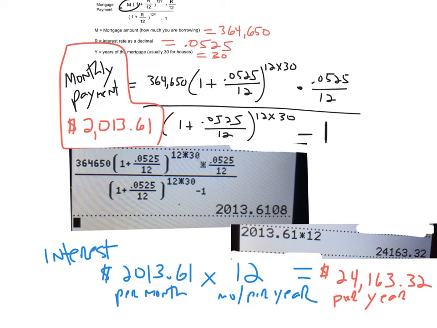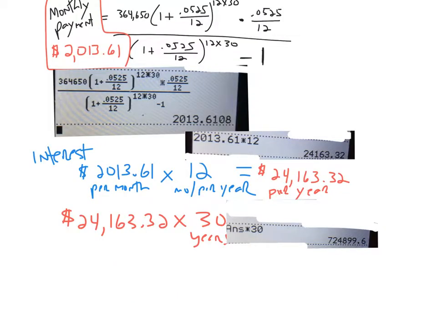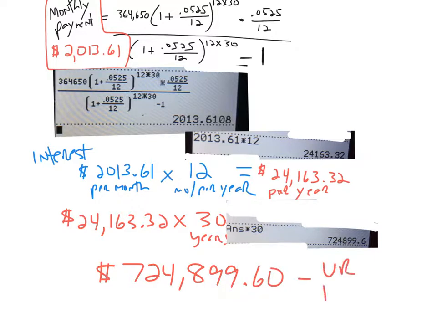But mortgages run for 30 years. So now we're going to take that $24,163.32 and multiply it by 30 for the 30 years of the mortgage. So that means over the 30 years, you're paying the bank $724,899.60. So that's how much you are paying over the 30 years.